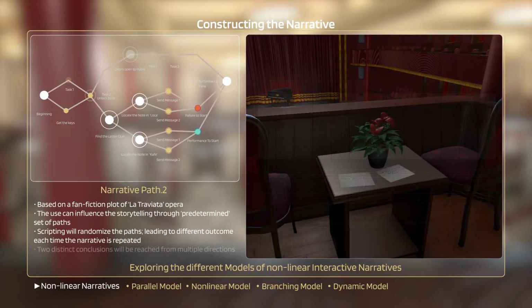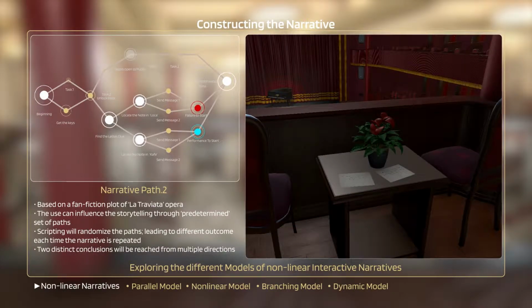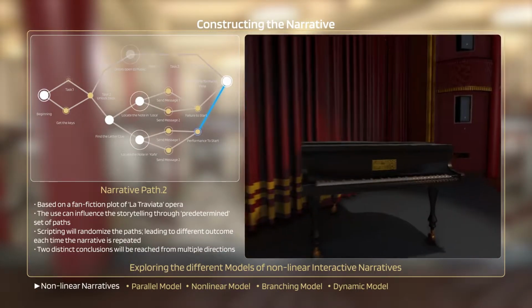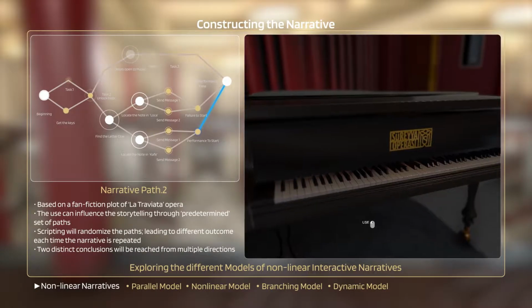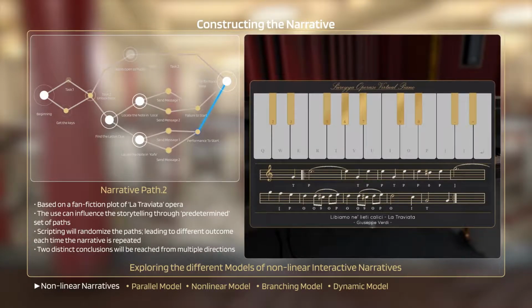Eventually, 2 distinct conclusions will be reached from multiple directions. If the tasks from the first path were successfully completed, the performance will be announced to start on time, leading to the final clue that asks the user to play a piece of the opera on the piano. Failure to complete the tasks will lead to a different conclusion within the second path of La Traviata plot.